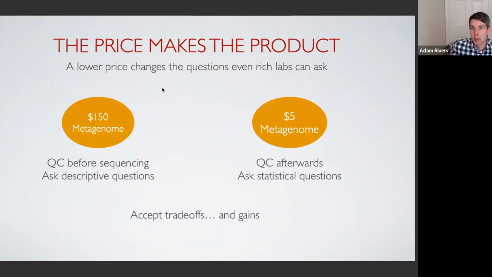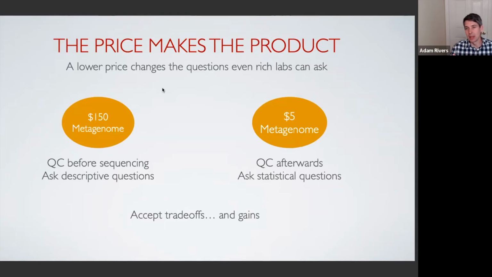I want to make the point that the price really does fundamentally change what you're getting. If you have a $5 metagenome versus a more typical $150 metagenome, you have a different product. You're going to ask different questions with a $5 metagenome than you are with an expensive one. You ask more statistical questions rather than descriptive questions. Even fundamental things like, are you going to run a QC gel when you send it to the lab? Probably not, if running a QC gel costs more than the whole sample does.